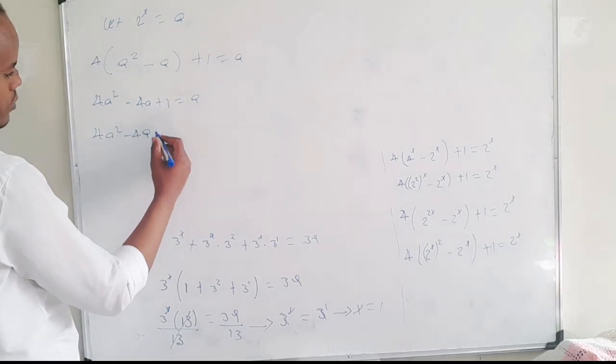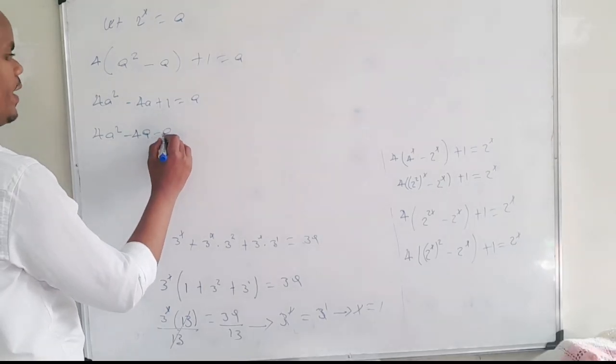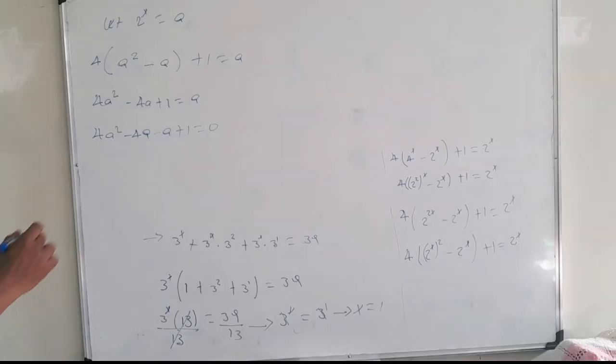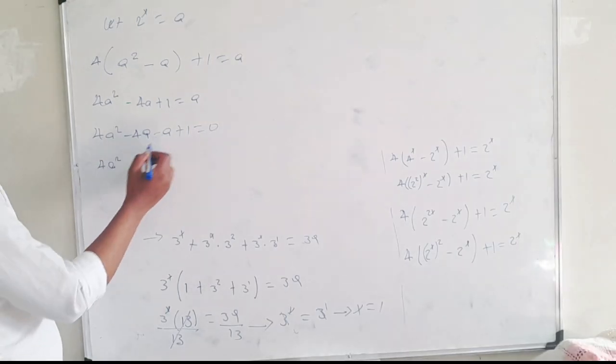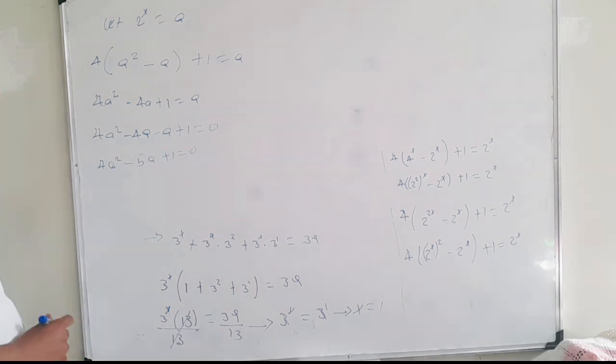Now we can minus 4a minus a plus 1 is equal to 0. Minus that is 4a square minus 5a plus 1 is equal to 0.